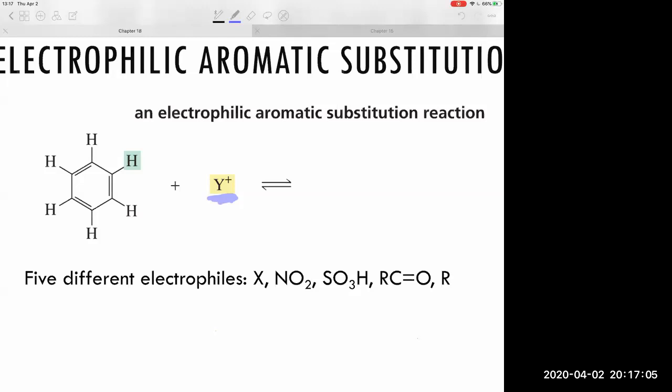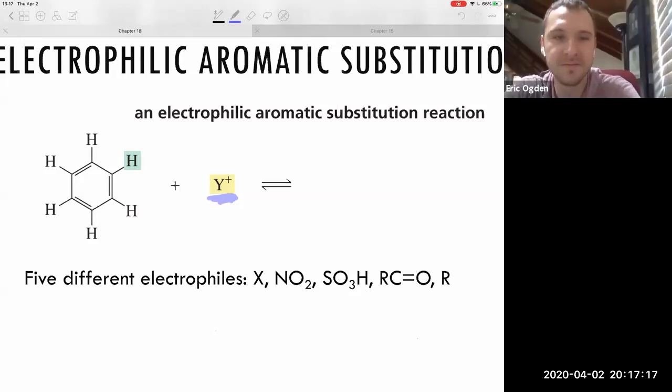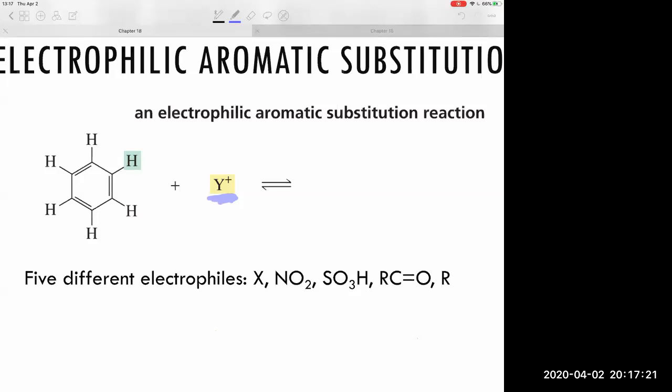Okay, but here Y is just my little variable that I'm using for the generic form. Notice that Y has a plus sign on it. So what does that mean? That the benzene is the nucleophile? Exactly. If Y has the plus sign, that means that this guy right here is an electrophile. And absolutely right, that means that benzene is going to be playing the role of the nucleophile in these reactions.